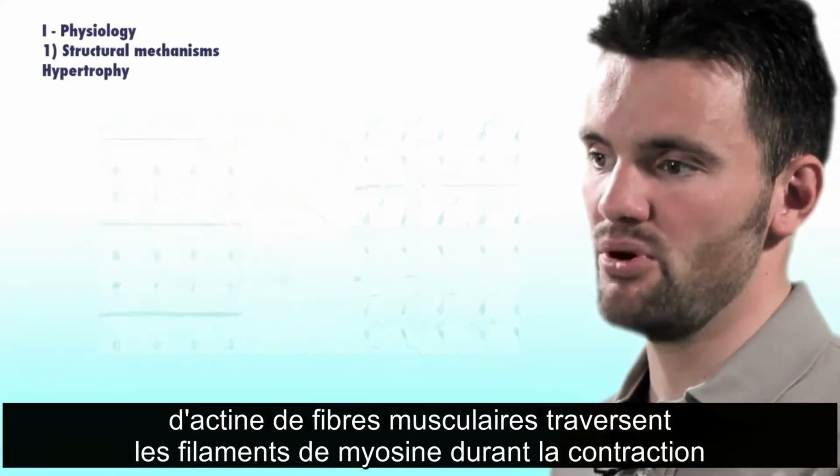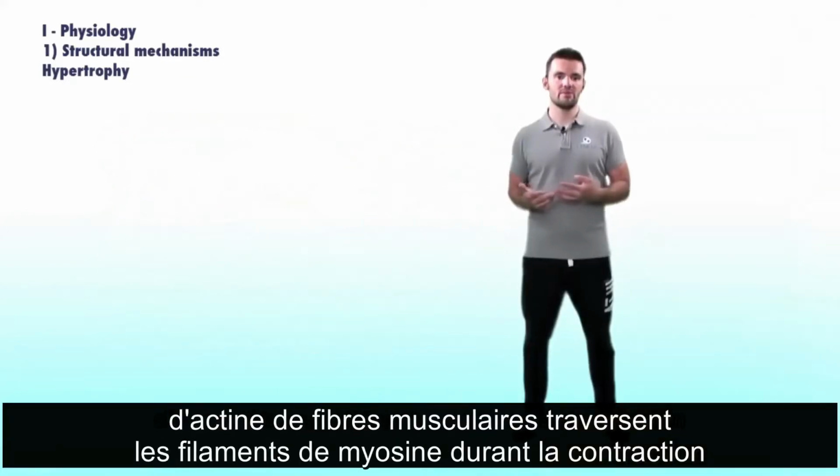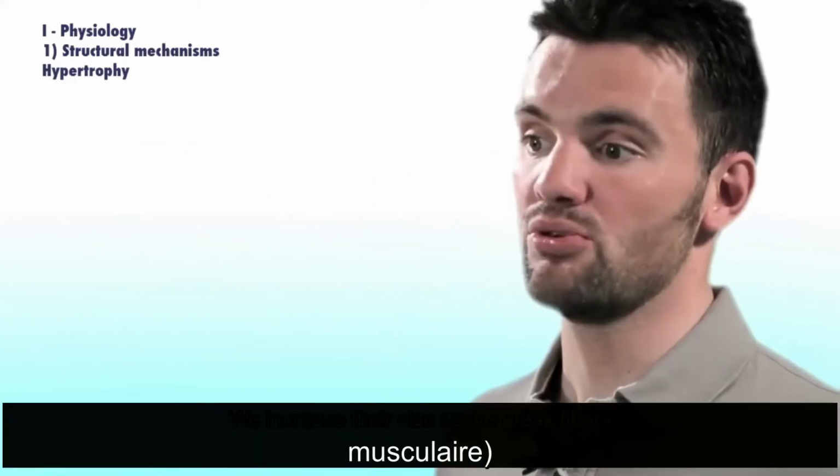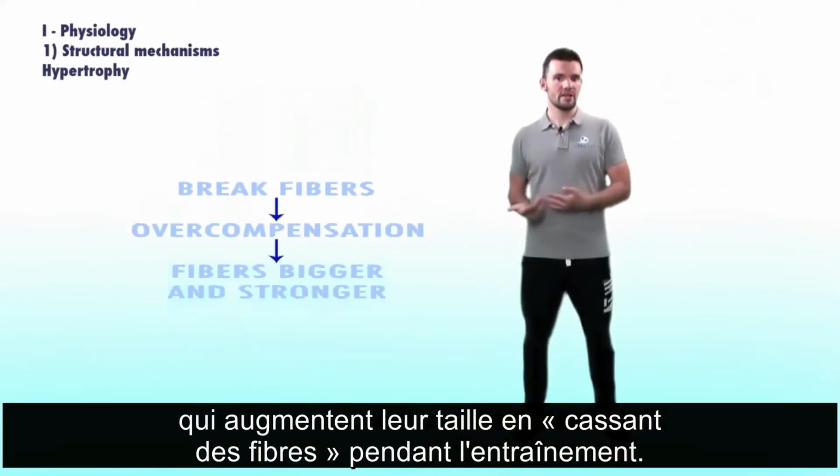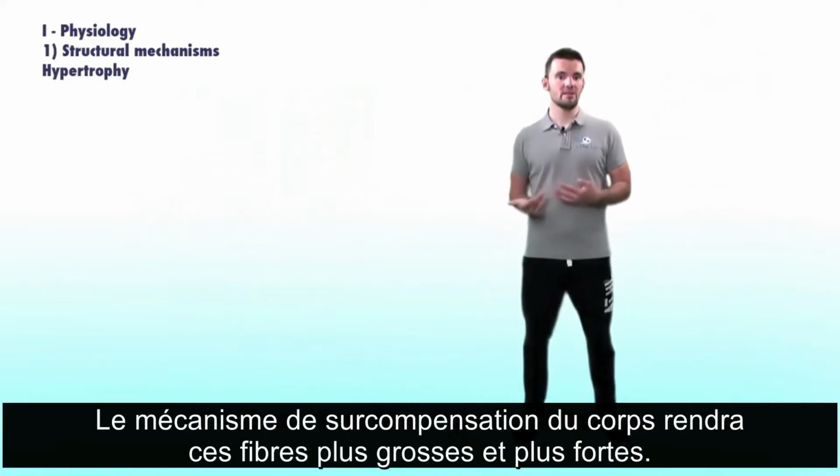The actin filaments of muscle fiber slide past the myosin filaments during muscle contraction. We increase the size as we break fibers when doing workouts. The overcompensation mechanism of the body will make these fibers bigger and stronger.